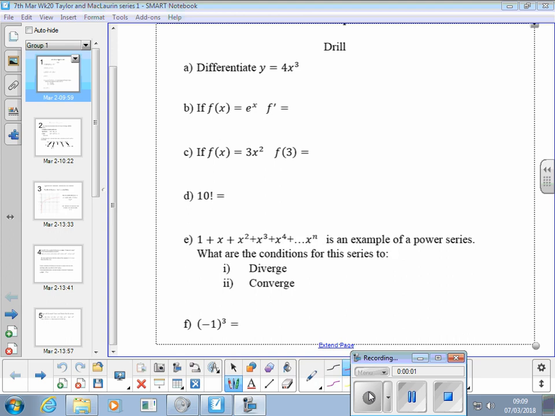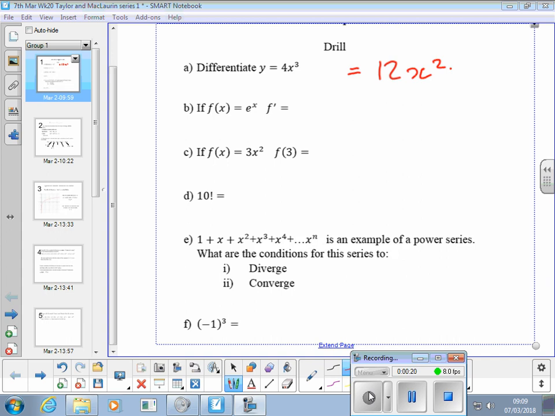What have we got for the results of the drill then? Differentiating 4x cubed. Yeah. 12x squared, take one off the index, multiplying by the old index. Yeah.